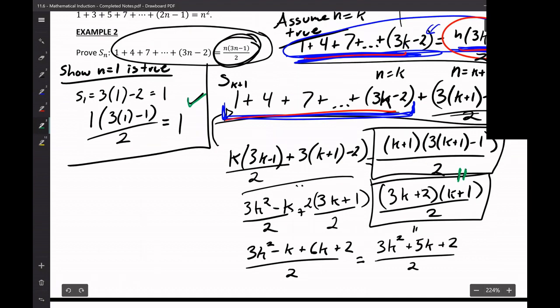Right here. Yeah. So then I go through and do the proof by induction. So let's look at another example.